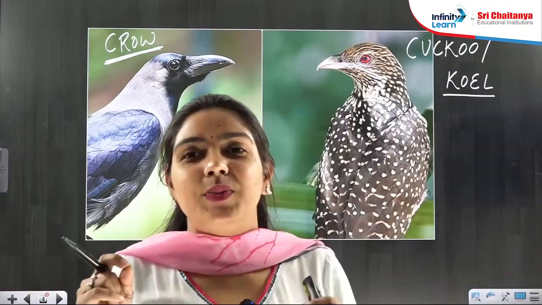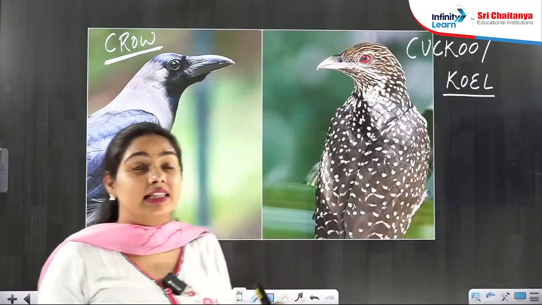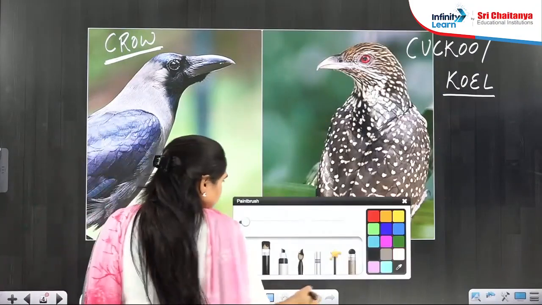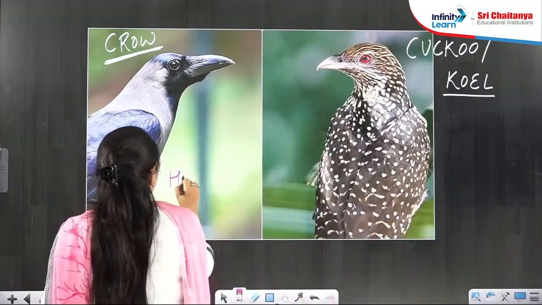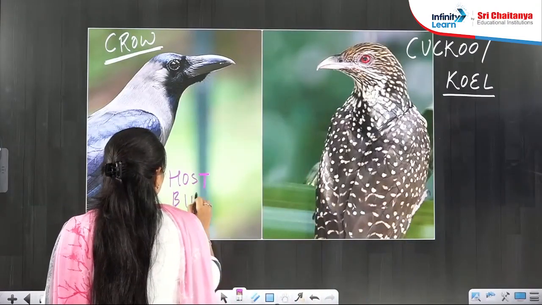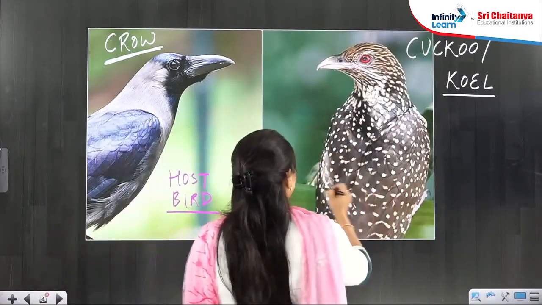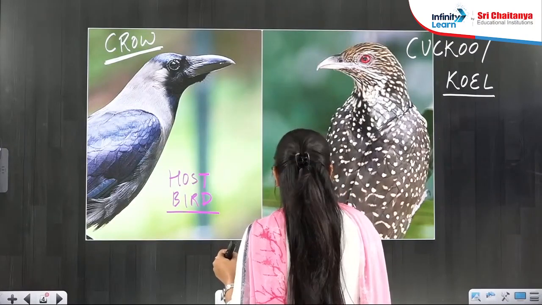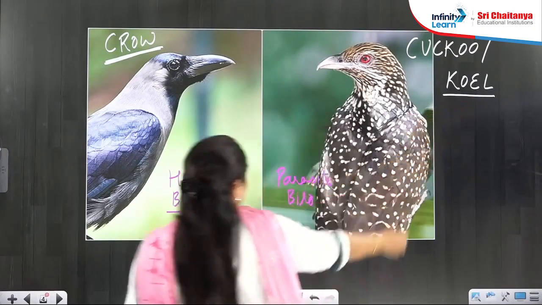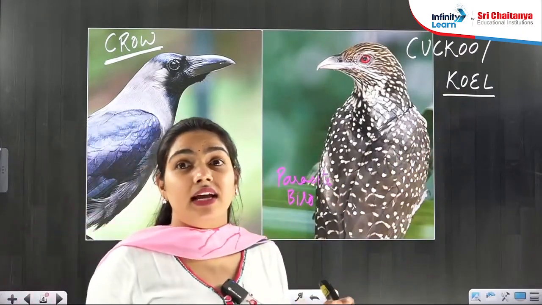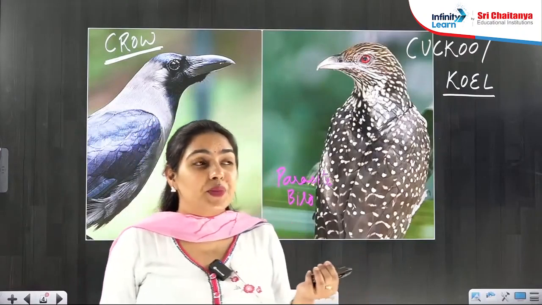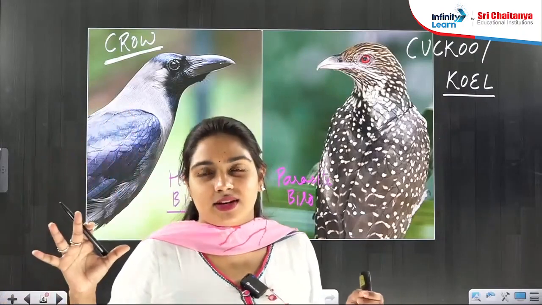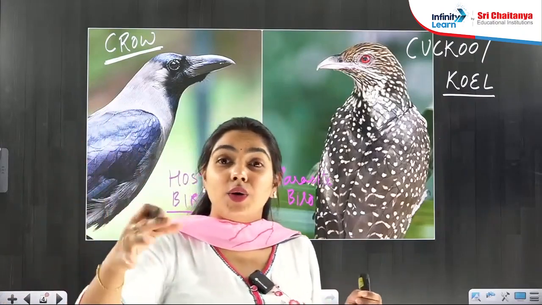Yes, everyone. So, beta, this is parasitism. Okay. This is the host bird. And this is the parasite bird. This is koel. Koel does not know how to make a nest. So, it will lay the eggs in the crow's nest.